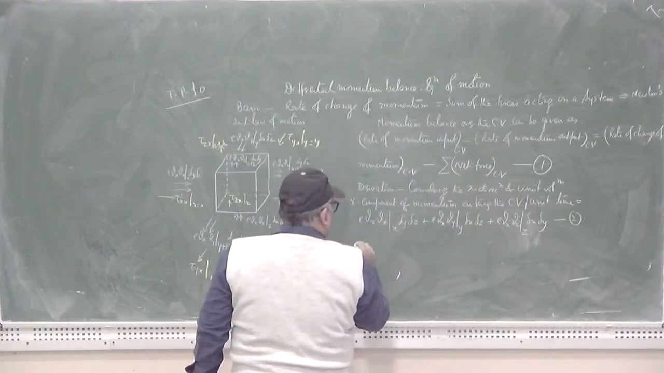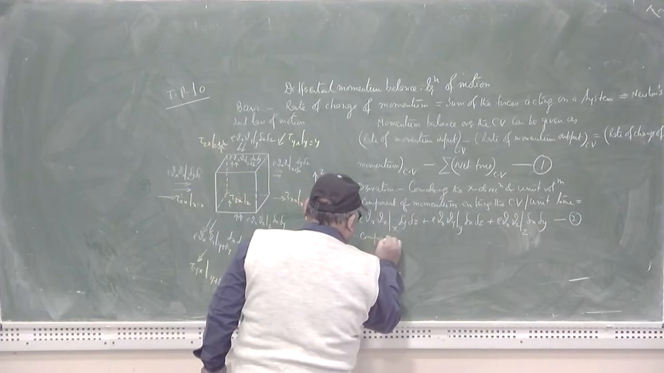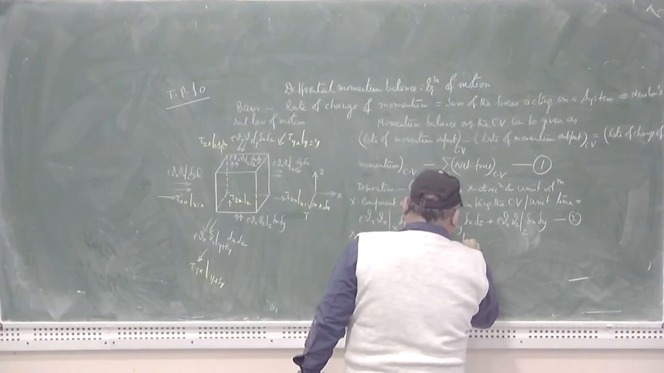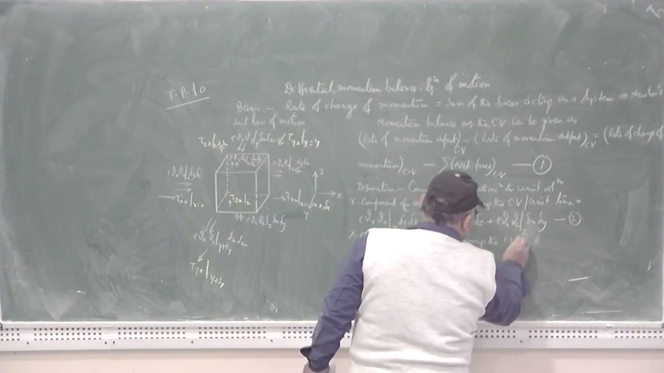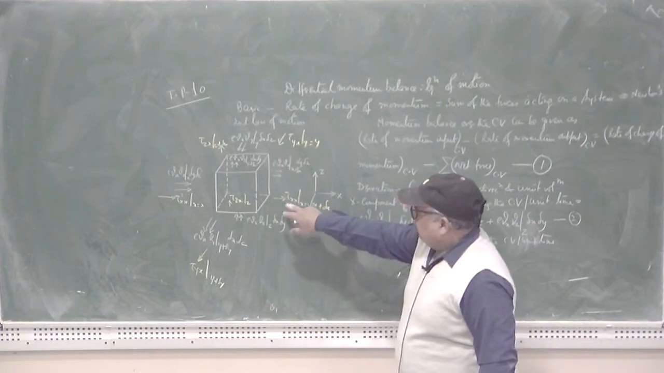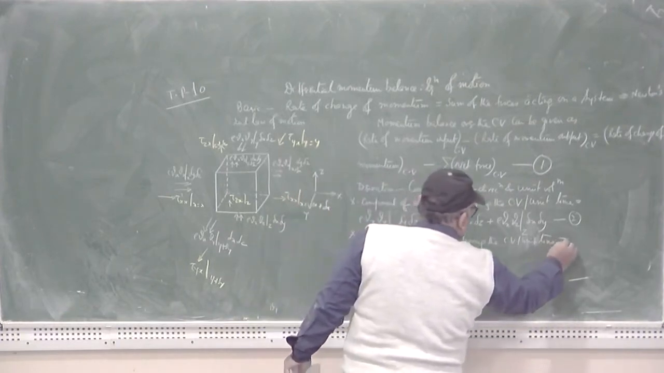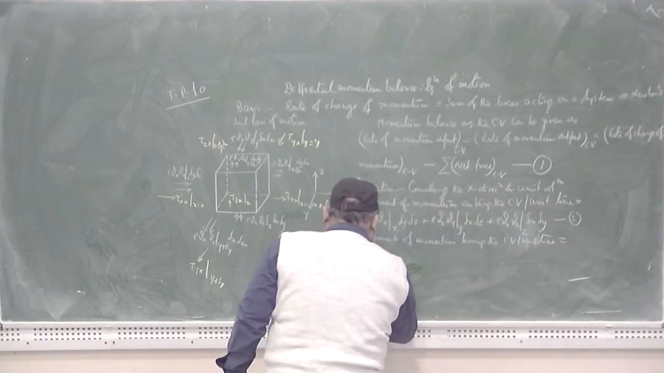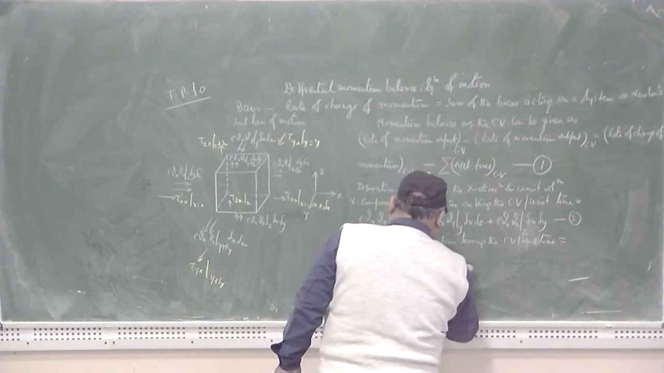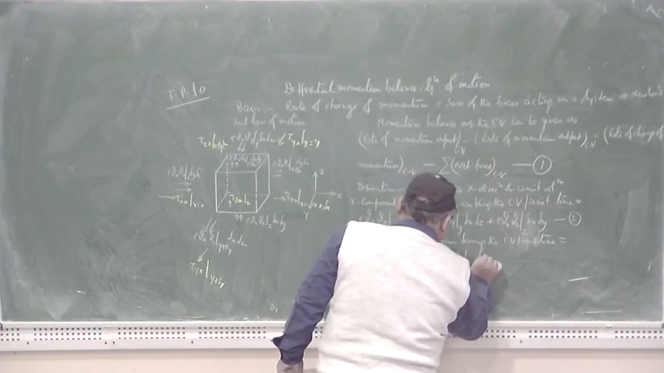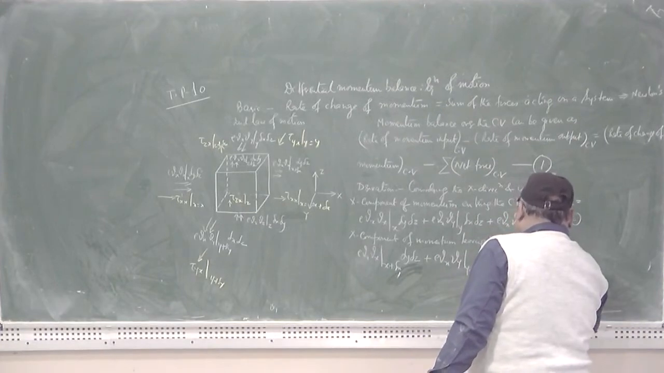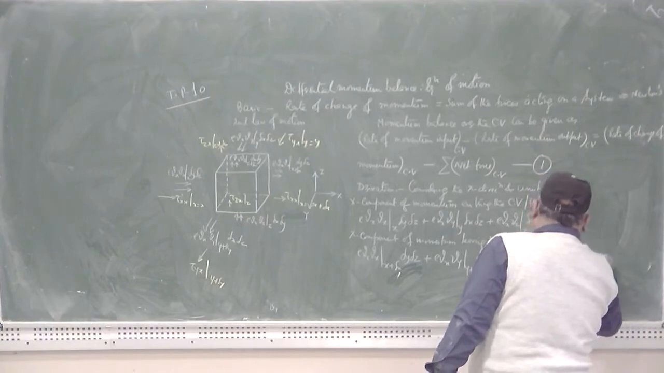X component of momentum leaving the control volume per unit time, that should be equal to how much? You take all the components which are leaving, so that will be equal to rho Vx Vx, the value at x equal to x plus delta x, into delta y delta z, plus rho Vx Vy, the value at y plus delta y, delta x delta z, plus rho Vx Vz, the value at z plus delta z, delta x delta y. Let it be equation number 3.